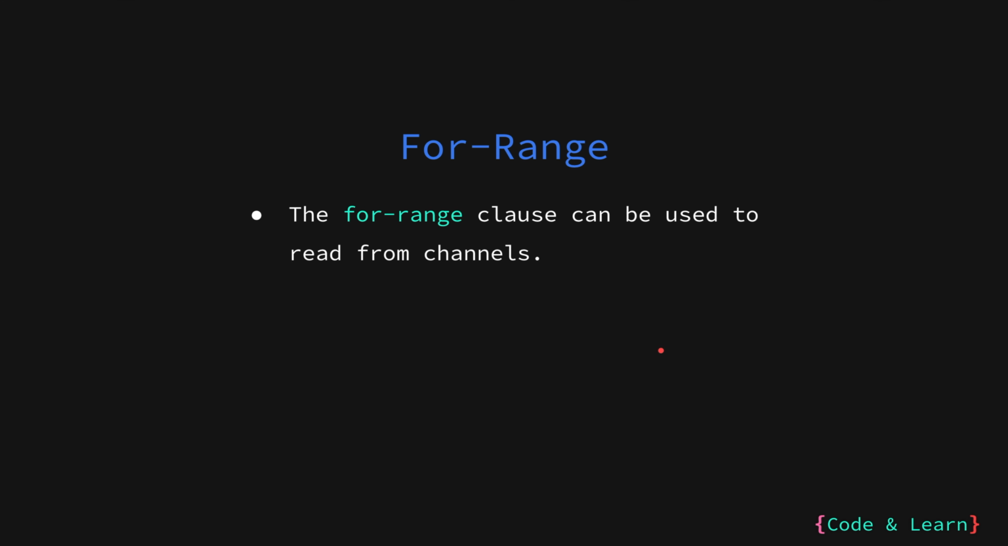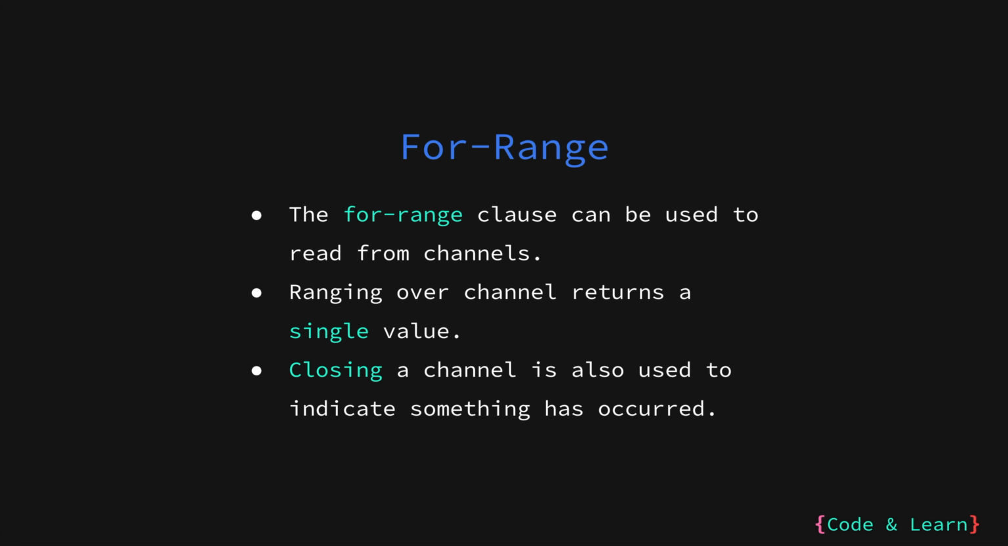We can also use the for range clause to read from channels. The range clause will exit when the channel is closed. When ranging over the channel, a second value is not returned. Instead, the range loop will just exit when the channel we are reading from is closed.